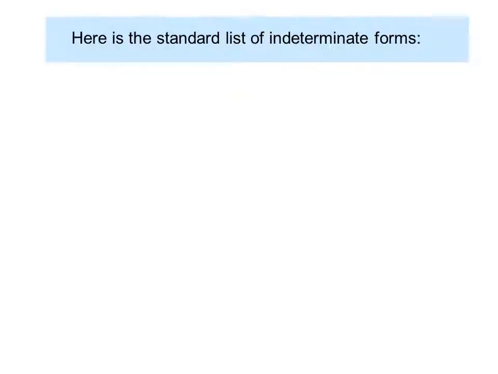Here is the standard list of indeterminate forms. 0 over 0, infinity over infinity, infinity times 0, infinity minus infinity, 1 to the infinity, 0 to the 0, and infinity to the 0.